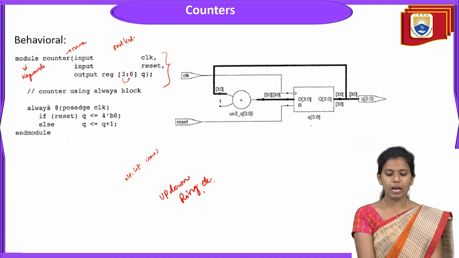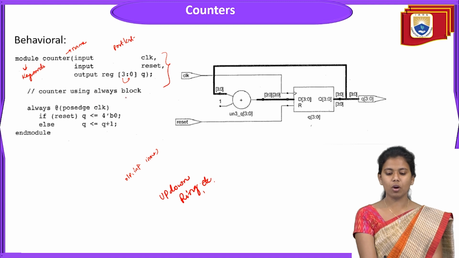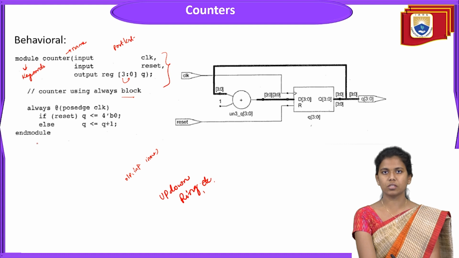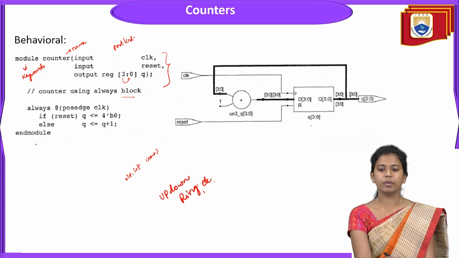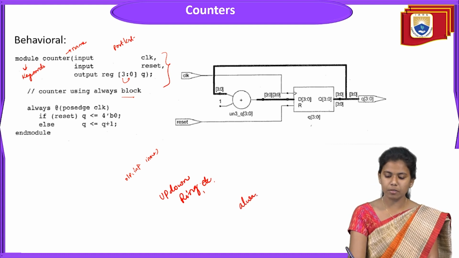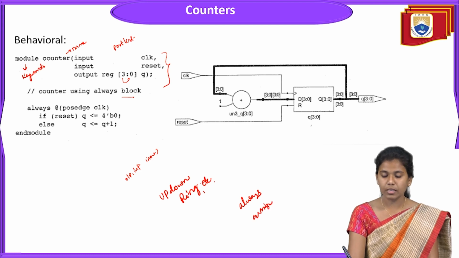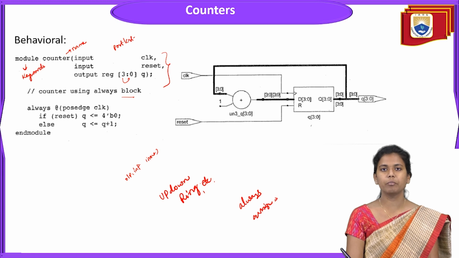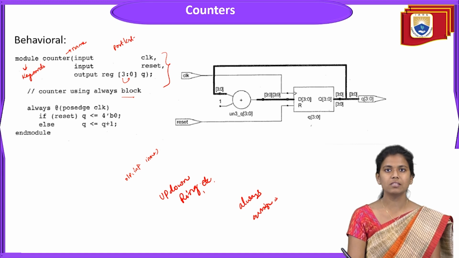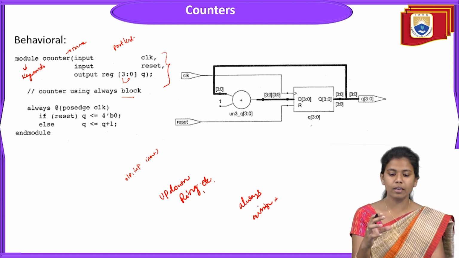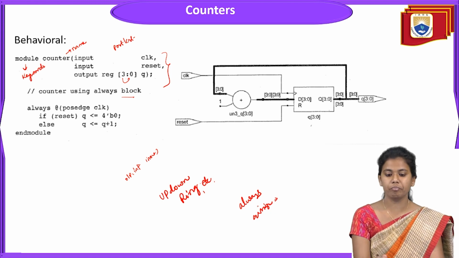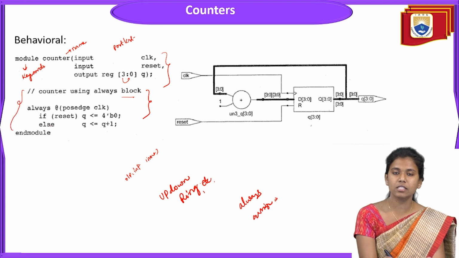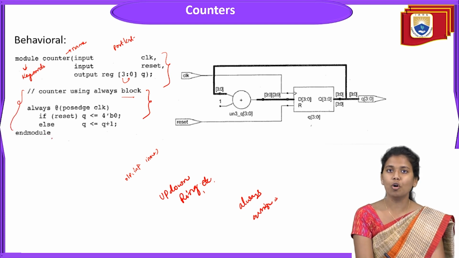Now, the counter using an always block. We have already discussed the keyword always. Sometimes we will be using always, and sometimes we will be using assign, depending upon the modeling style that you are considering. This is the main execution part of the module.